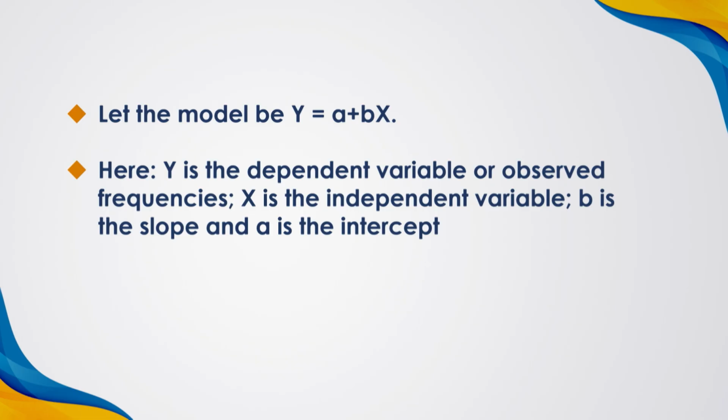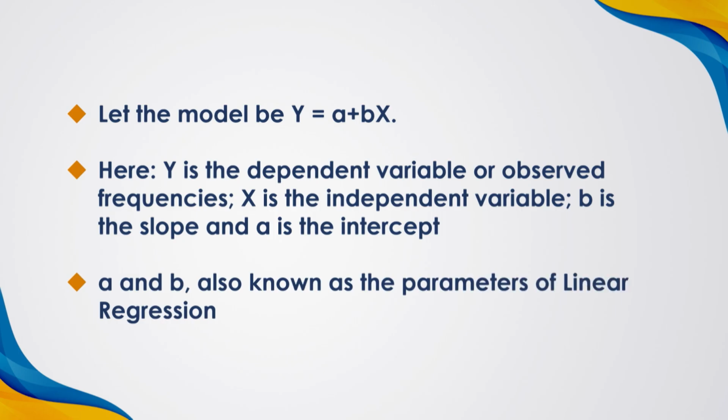Similarly, in the straight line equation y equal to mx plus c, m acts as the slope and c acts as the intercept. The same format is used here: m is nothing but b, and a is nothing but c. Here a and b are also known as the parameters of linear regression. Statistically you will call a and b the parameters of linear regression.